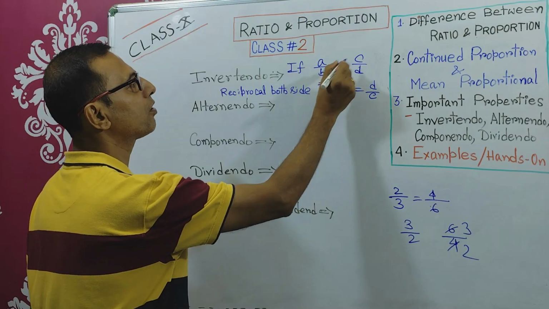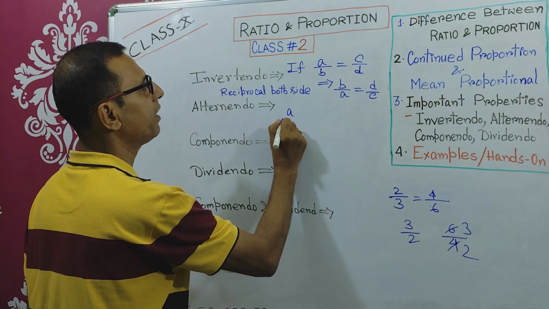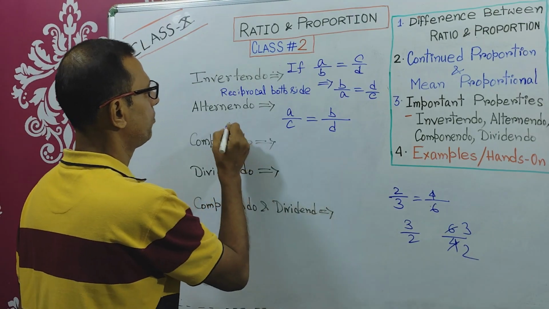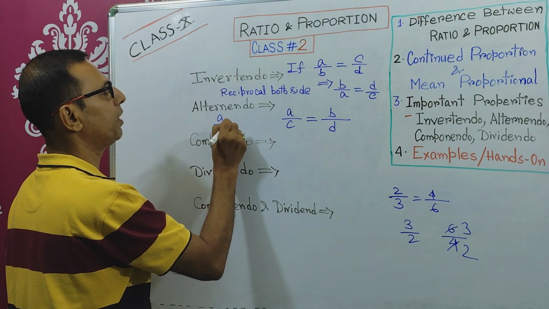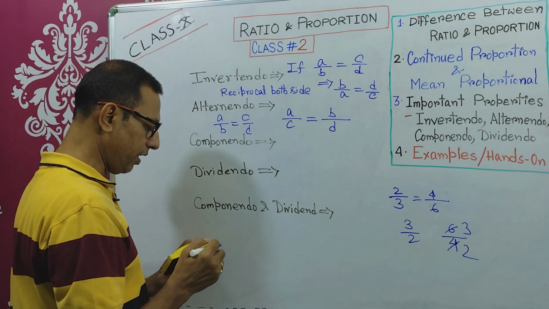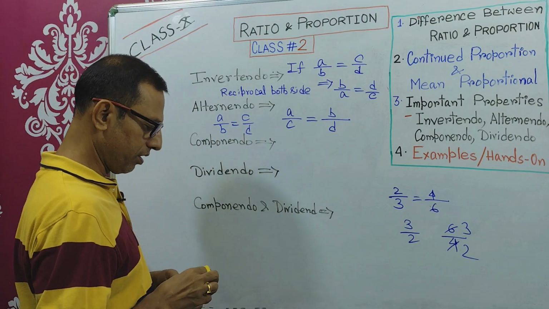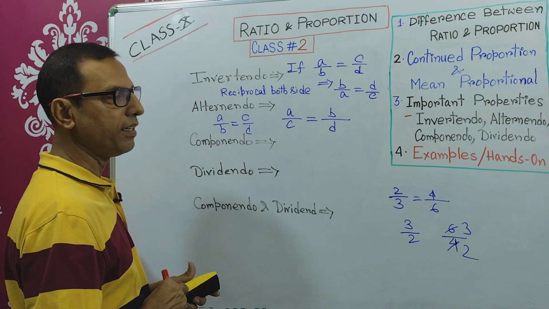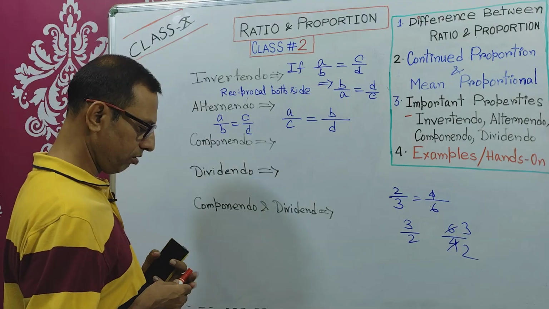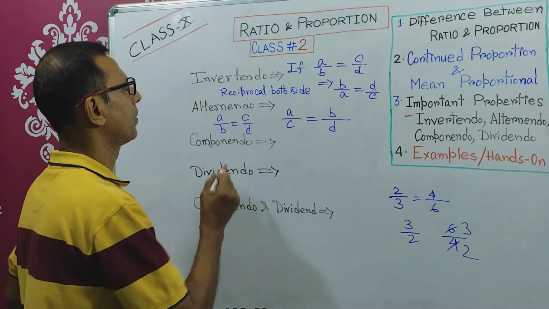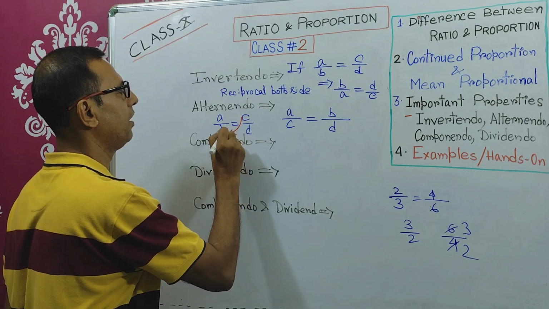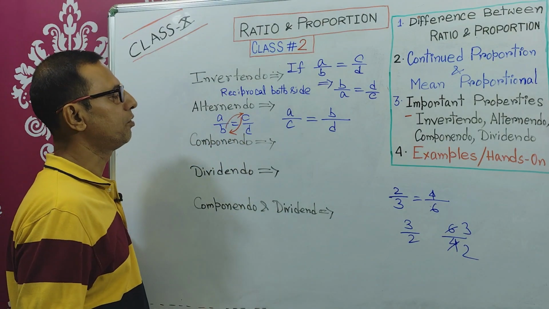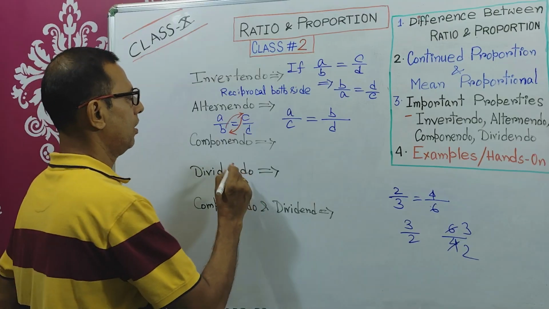So if A by B equals C by D, you can say A by C equals B by D, because in the relationship A by B equals C by D, you are just changing the position of numerator and denominator, right? So C is coming here, B is going there. So A by C equals B by D. That you can do, right?